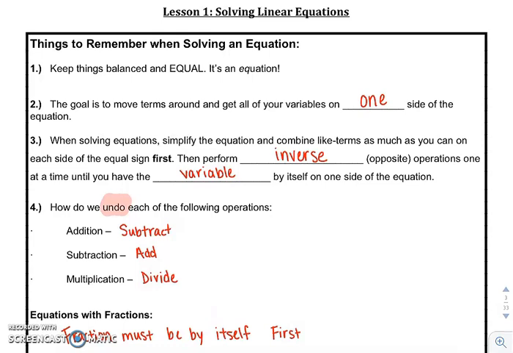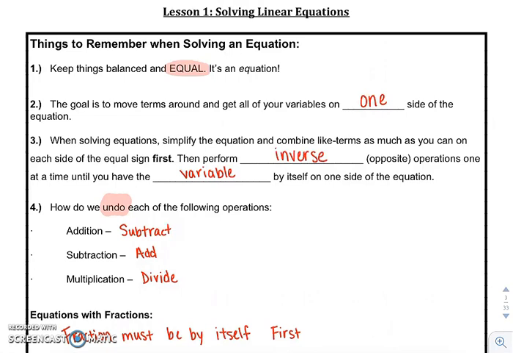Let's do a little refresher on how to solve linear equations. So the first thing you guys need to remember, it doesn't matter what kind of equation you have. If you have an equation, it's called an equation because both sides have to be equal. So when you're solving an equation, make sure you keep things balanced and equal.